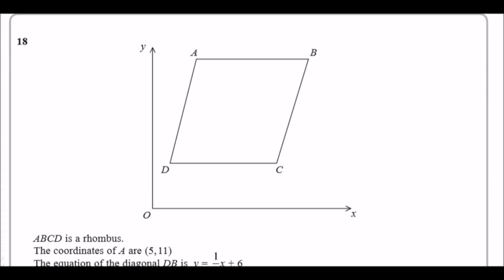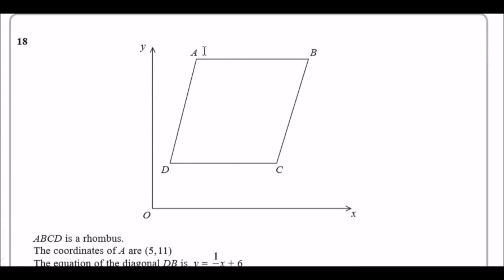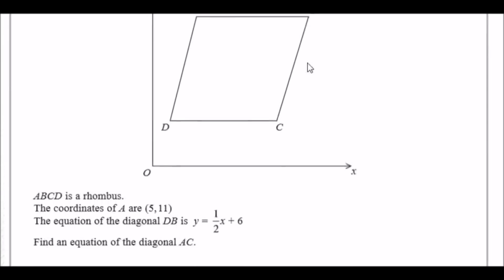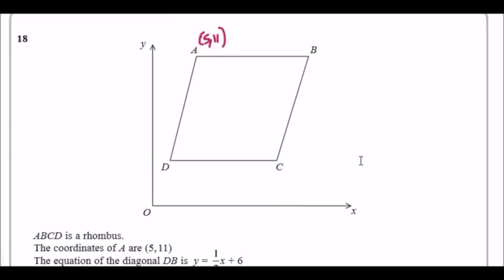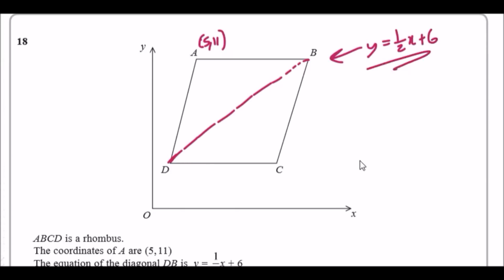Okay, question 18, guys. So what do we have? So it says ABCD is a rhombus. Okay, so a rhombus is practically a parallelogram with equal side lengths. Now the coordinates of A are 5, 11. So let me just write that down here. The equation of the diagonal DB, so D to B, is given by this equation, y equals half x plus 6. So what I would do is firstly draw a straight line. And there you go, call it y equals half x plus 6.